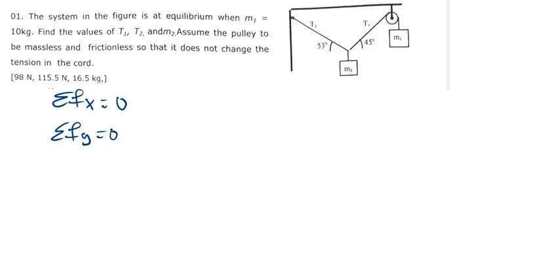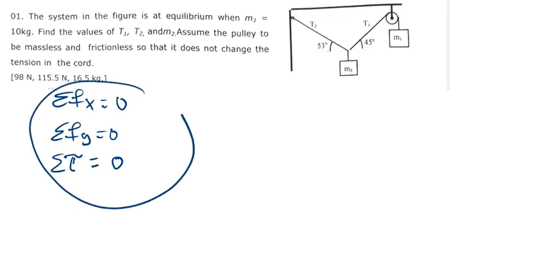Then also the summation of all the torque should also give you what? Zero. So when you achieve this, then we conclude that the object is at equilibrium. It is not moving. Okay? So now I'm going to show you a simple way on how to work around these questions.